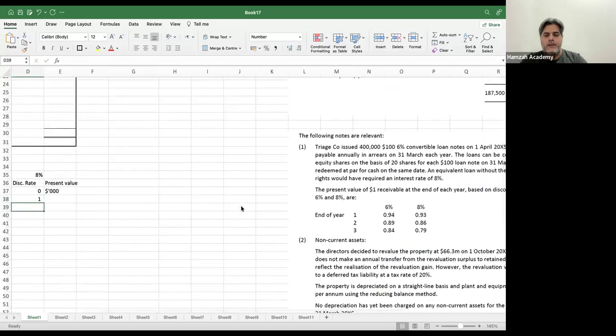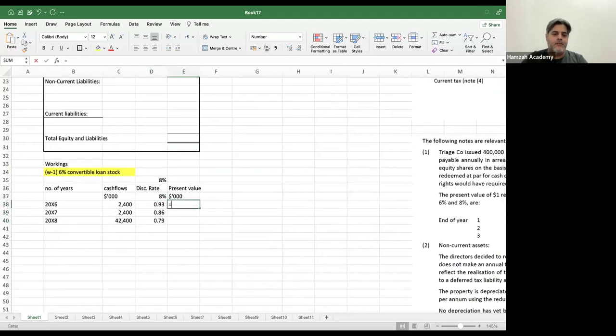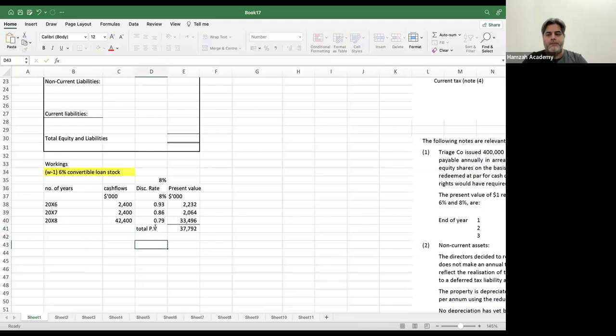0.93, 0.86, 0.79. So the present values are going to be this into this. Then I'm going to do the total over here. So this is going to be the total present value. We are going to have the carrying value for 40,000 over here.